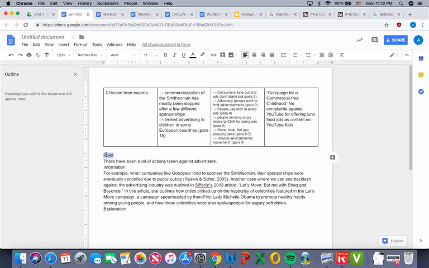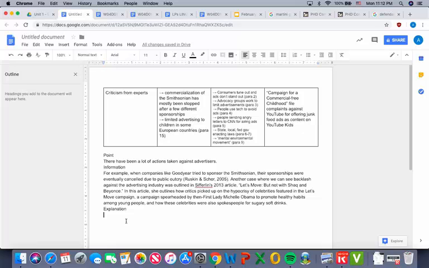So the point is sort of the main idea of the paragraph. The information are the examples, the content that supports and demonstrates your main idea, that point. And then the explanation kind of ties everything together. It expresses the significance of these ideas, these examples, and sort of supporting this main idea. So let's kind of bring this all back together.